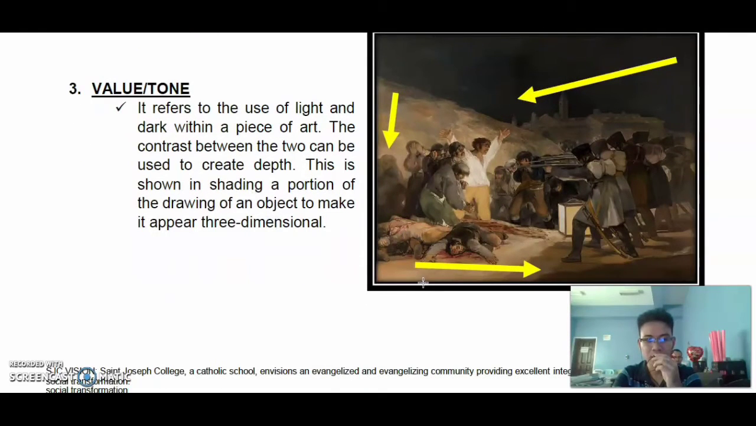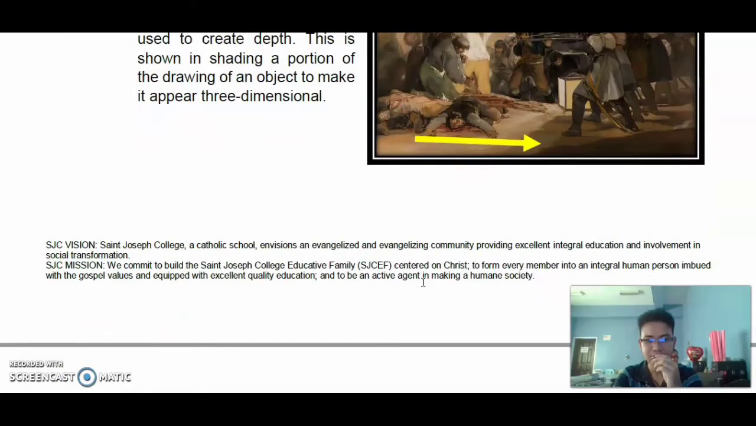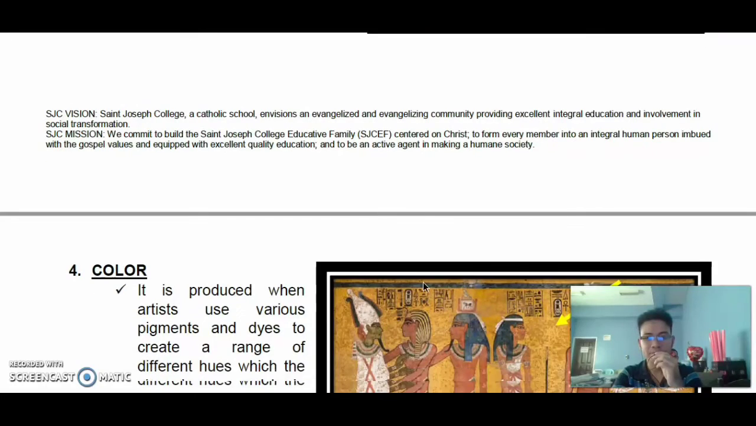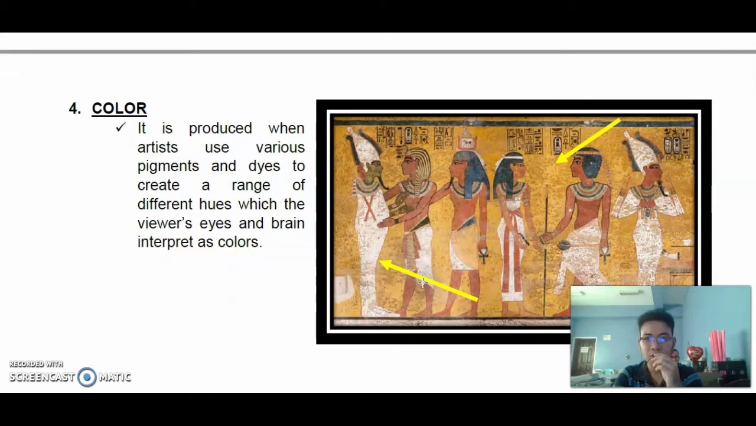Let's go on to the fourth art element. We have color. Color is produced when artists use various pigments and dyes to create a range of different hues which the viewer's eyes and brain interpret as colors. We have three basic colors: red, yellow, and blue. The other colors are only derived from these three basic colors. Black is the combination of all the colors, and white is the absence of colors.